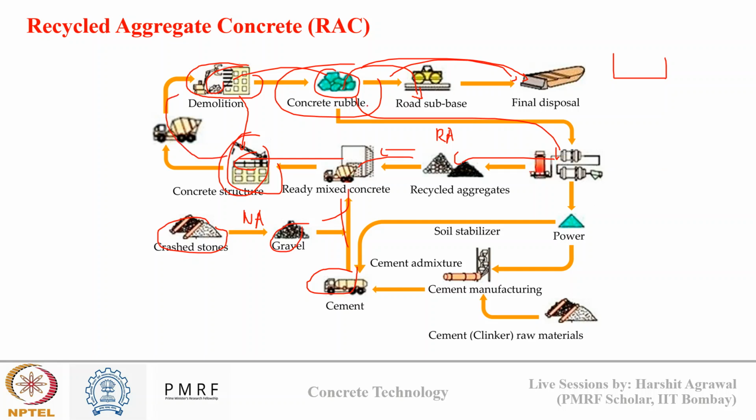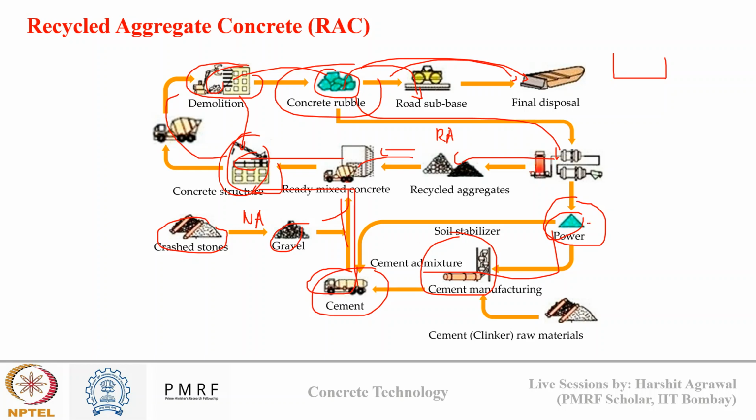Now the powder portion of the waste that is generated can also be used in cement manufacturing again. So if we can derive the pozzolanic, the reactive part, from this powder, we can make cement also from the recycled material, which can also be used for making concrete structure.